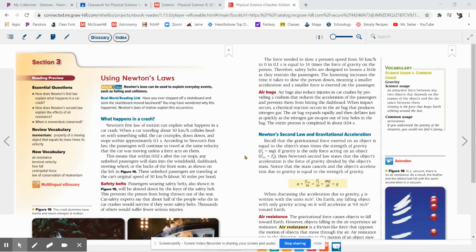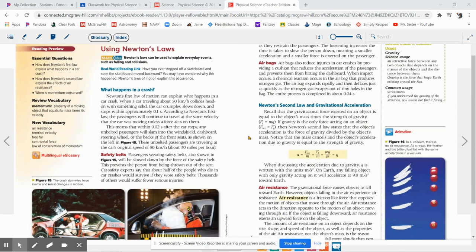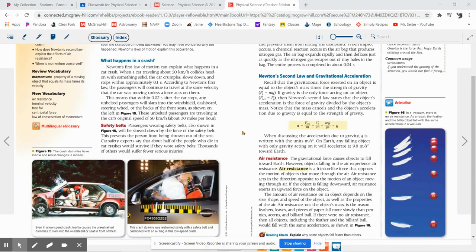Chapter 3, Section 3, Lecture, Using Newton's Laws. Remember the essential questions, review vocabulary, and new vocabulary. Cover those before you start reading this.